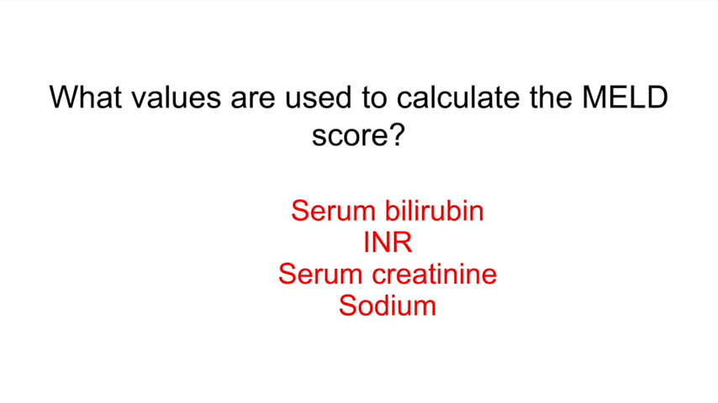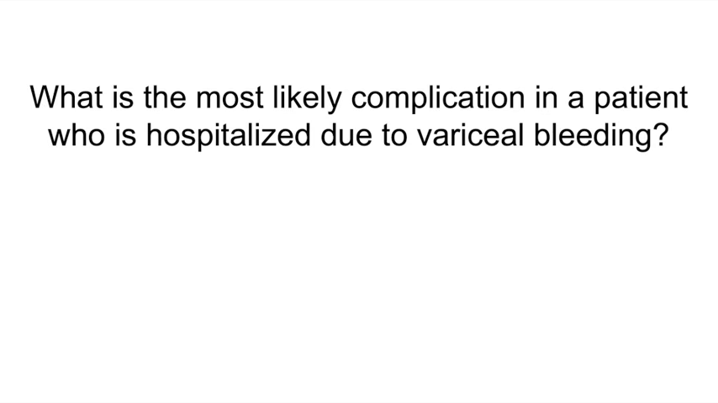What is the most likely complication in a patient who is hospitalized due to a variceal bleed? Spontaneous bacterial peritonitis. So to manage these patients, you can give prophylaxis, which is IV ceftriaxone for 7 days, then transition to TMP-SMX or an oral fluoroquinolone if the patient is ready for discharge prior to the completion of the intravenous antibiotic course.